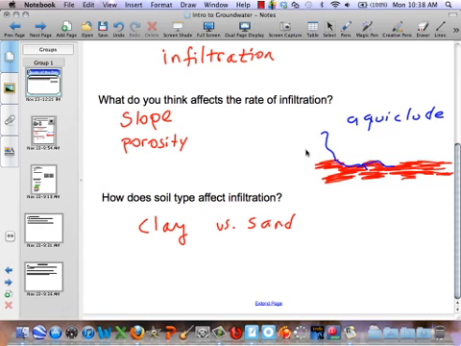So if you have clay soils, a lot of the times the water will just sit right on top of your ground and get some flooding in your yard. If you have sandy soils, the water will simply just drain right through the sand.